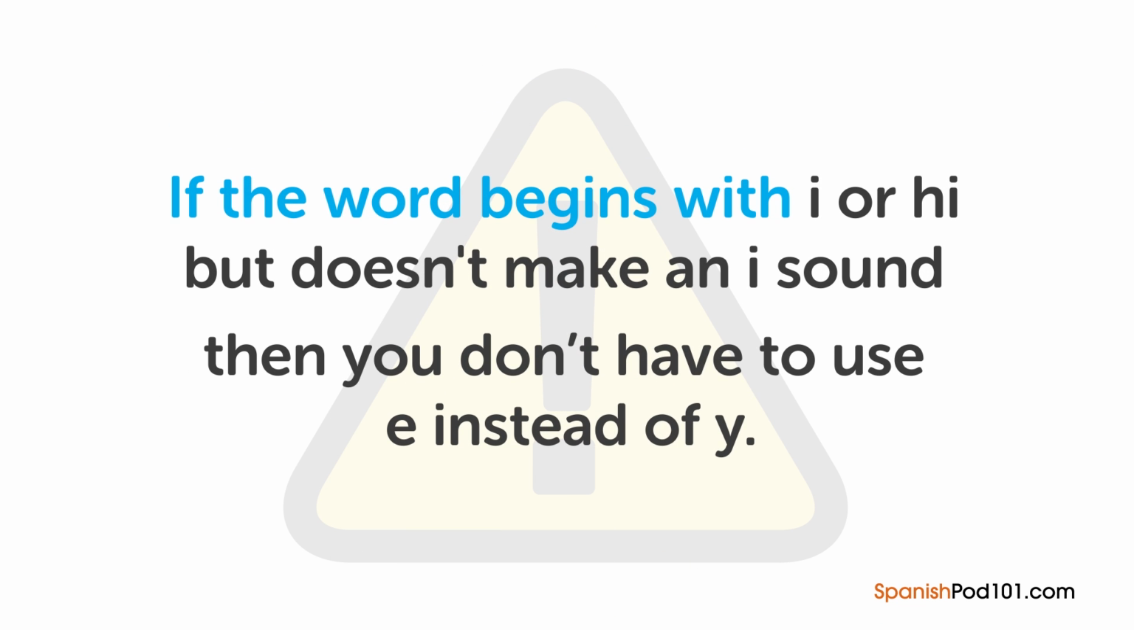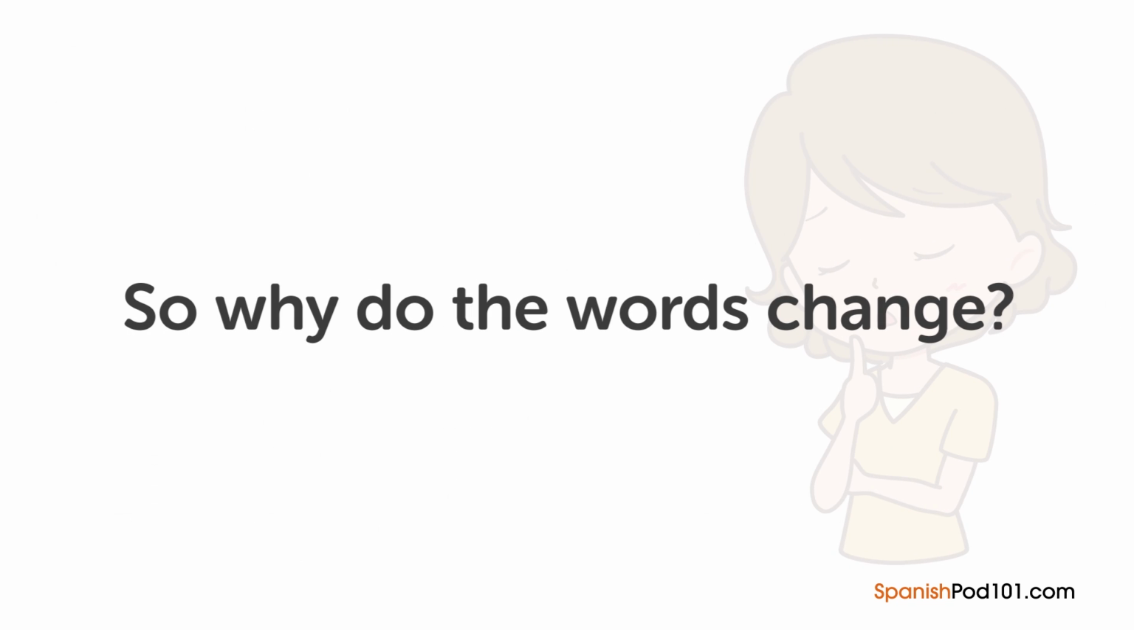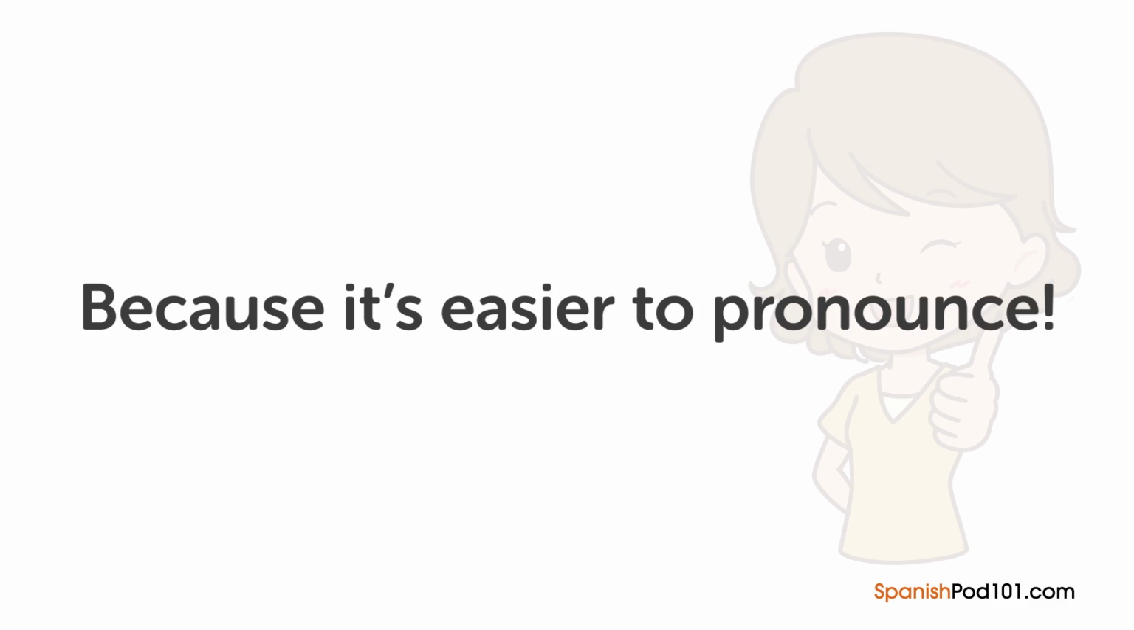Now here's the tricky part. If the word begins with i or hi but doesn't make an i sound, then you don't have to use e instead of y. For example, words that have an initial diphthong like coge la olla y hierve las verduras, meaning pick the pot and boil the vegetables, don't need y to change as the sound is different than i. So why do the words change? That's easy, because it's easier to pronounce.